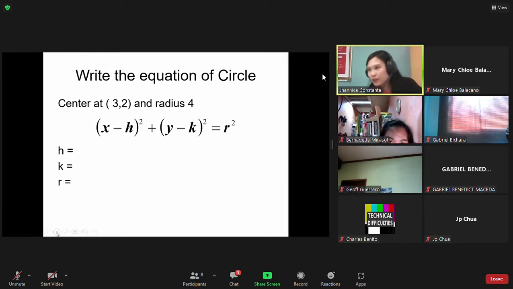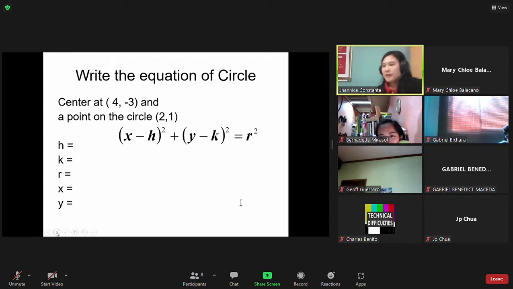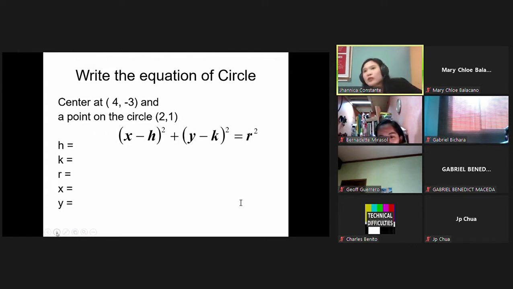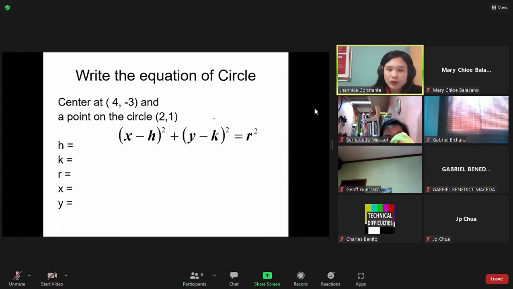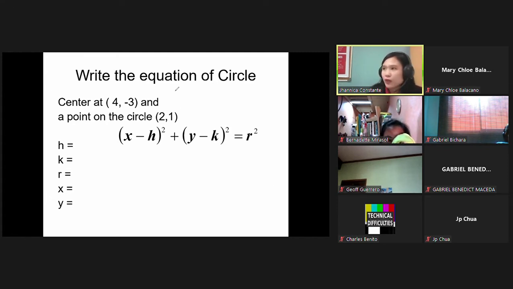So let's have another example. For example, we have the center of our circle at the point (4, -3), and a point on the circle (2, 1). That means the radius is not given, so we're going to solve for the radius. Solving for the radius, we have the formula.